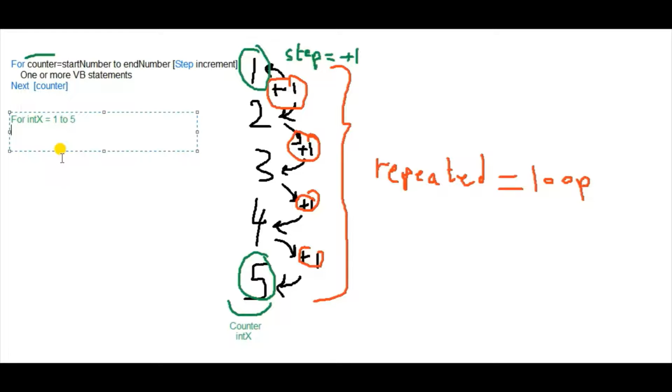So the code for this one will be lst.items.add of the variable int x. That's it. And then since we have opened the block of for, we need to close it with the next. So it will be next, and we'll use the same variable int x. And by running this program, it will show all the 5 numbers listed, 1, 2, 3, 4, 5, as we see it here.